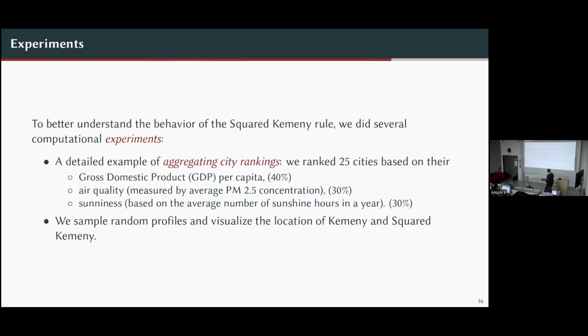Then finally, we did some experiments to understand more specifically how the rule behaves. Let me talk you through a few of those, and we will start with a detailed example of some input and what's the output. In particular, we've aggregated city rankings. So we took 25 cities and we ranked them based on their GDP per capita, how rich is the city, their air quality, and their sun hours. And we want to know what's the best city.